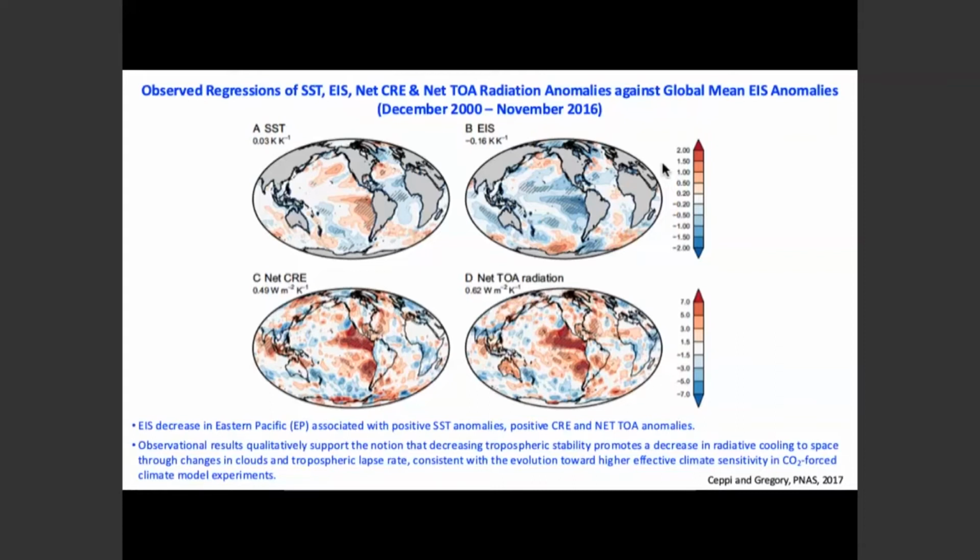I think the real reason for putting these plots in the paper is that most of this paper was about simulations, but what they concluded was that these results qualitatively support the notion that decreasing tropospheric stability promotes a decrease in radiative cooling through changes in clouds and tropospheric lapse rate, consistent with their main conclusion that there's an evolution towards higher effective climate sensitivity in the CO2 forced climate model experiment. So these patterns looked very similar to what they were getting in the simulations.